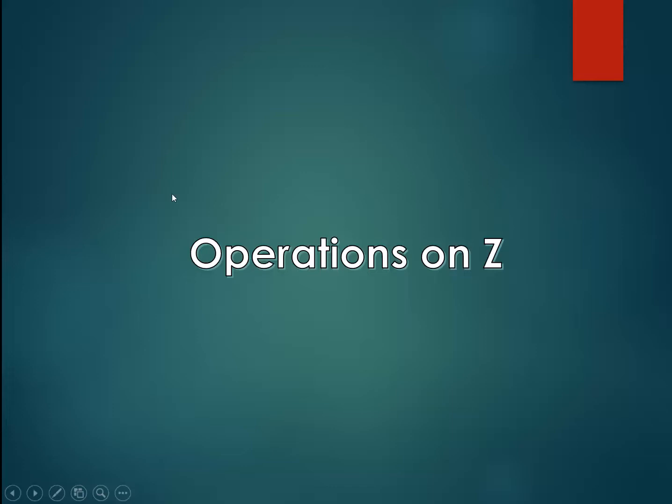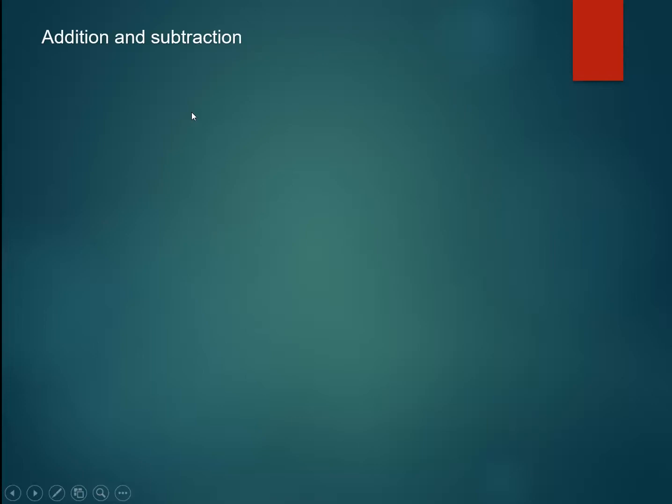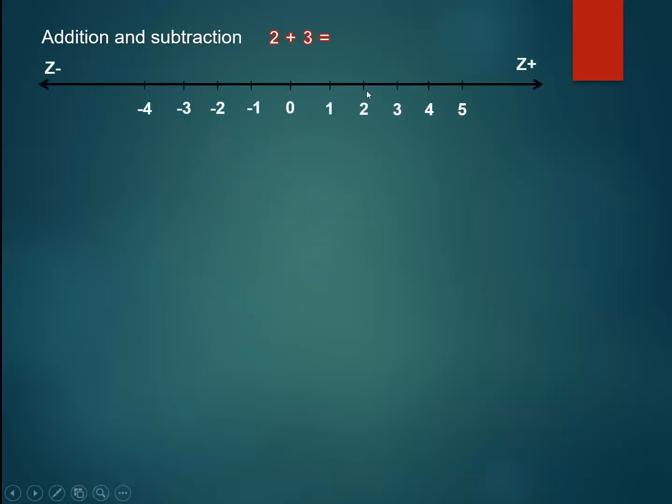We know that the main operations are plus, minus, adding, subtracting, multiplication and division. Let's see how to make these operations on Z. Addition and subtraction. If we have 2 plus 3, let's draw it on the number line. Let's start with 2 and add how many steps? 3. Okay, 2 plus 3, move to the right, move forward.